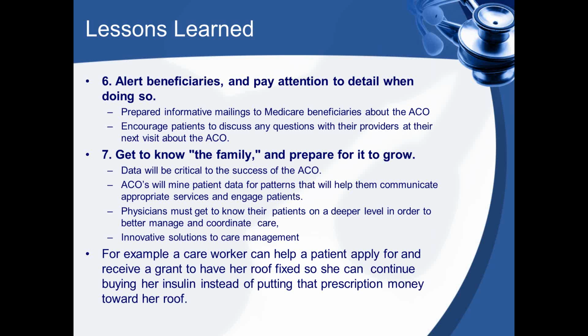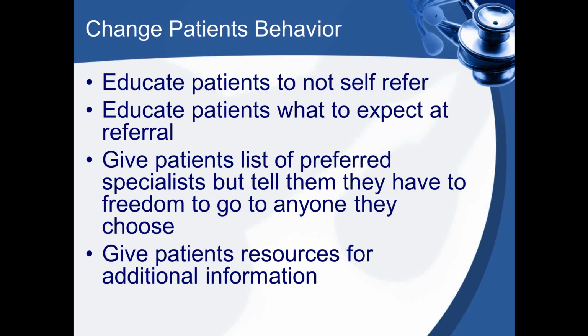This is just one example. I think it's a little far-fetched, but it was one that was presented at a conference where they could not get this lady her insulin. They found out she was spending all the money to get her roof fixed. So one of the care coordinators actually got her qualified for a grant to get her roof fixed, and then she bought her insulin, and she ended up in the hospital 50% less for that year.